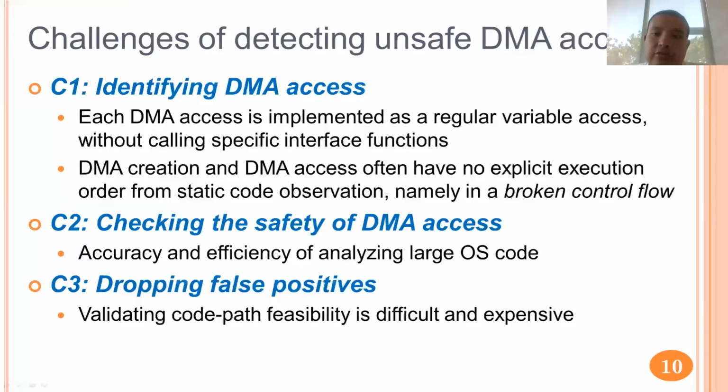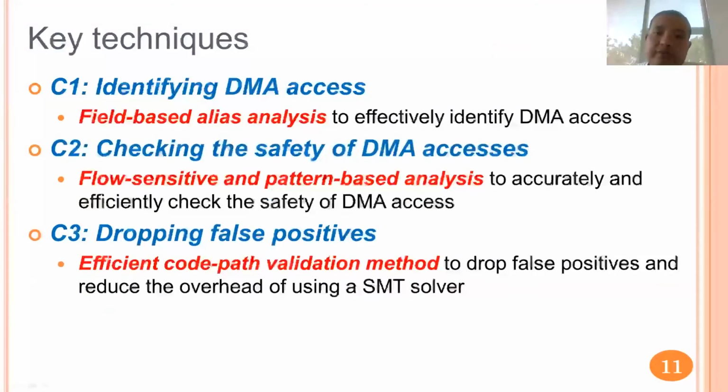The second challenge is how to check the safety of DMA access with good accuracy and efficiency when analyzing large OS code. The final challenge is how to drop false positives, because validating code path feasibility is often difficult and expensive. To solve these challenges, we propose 3 key techniques.